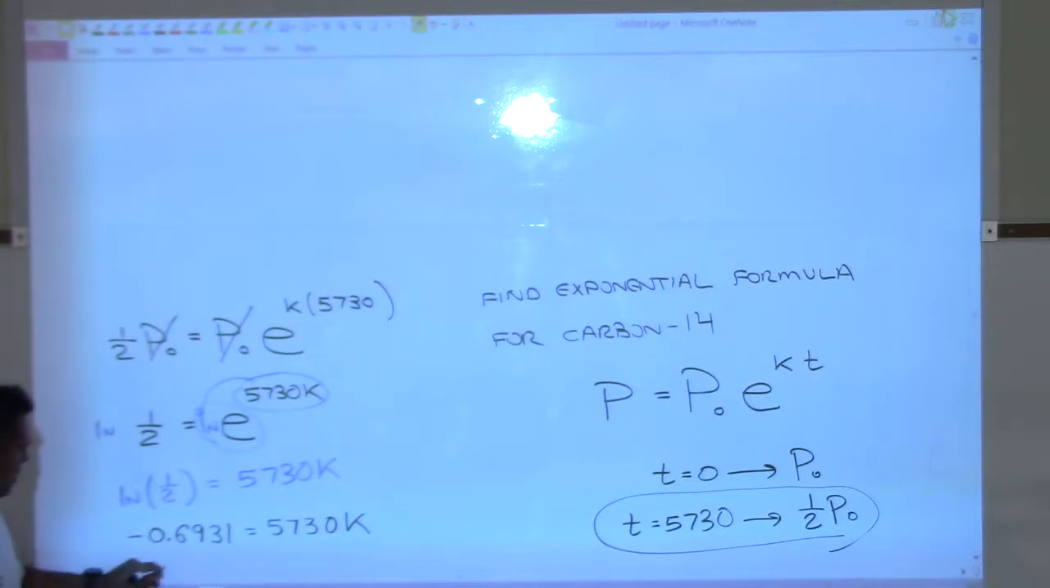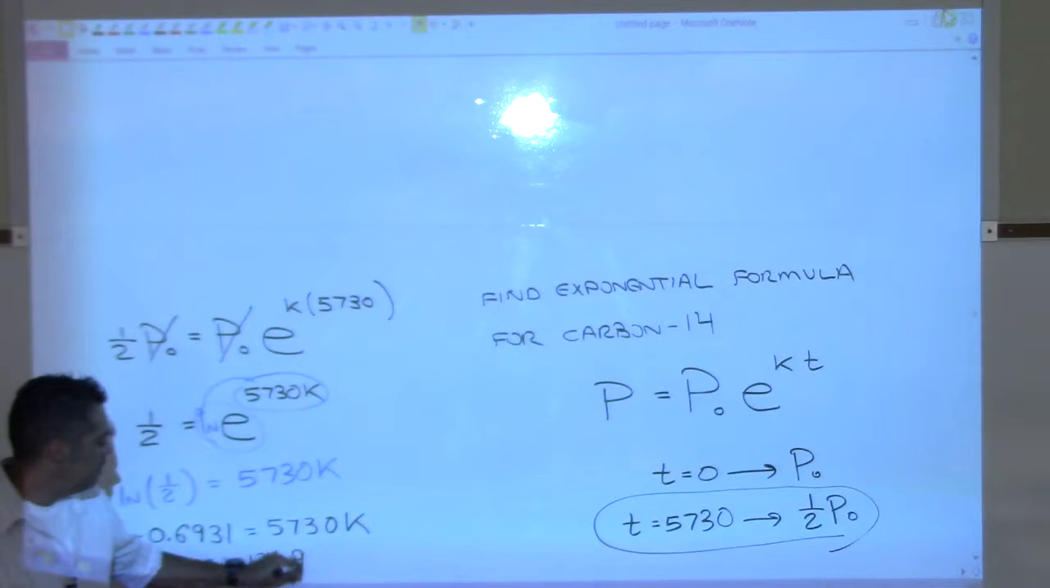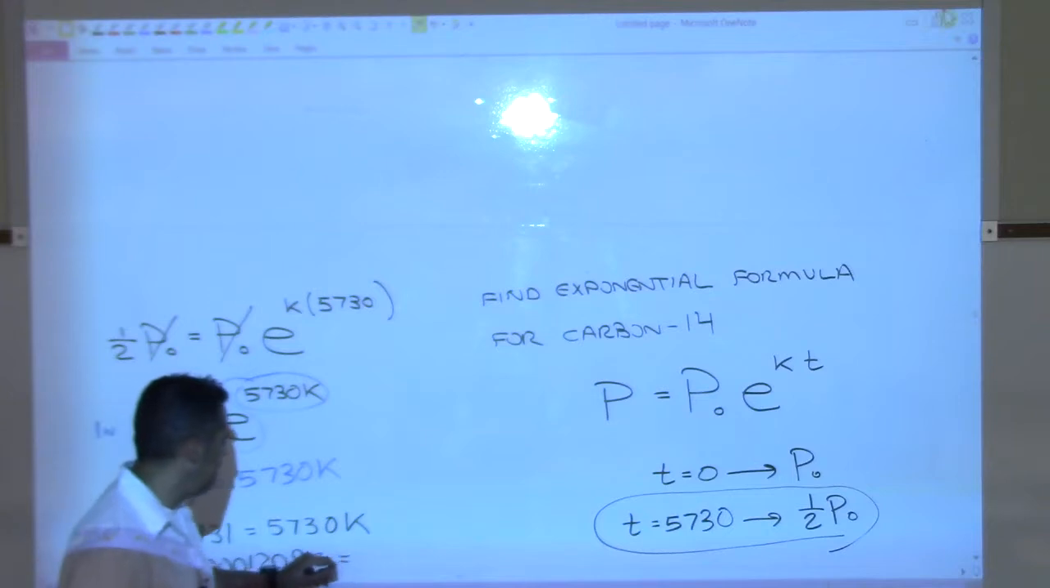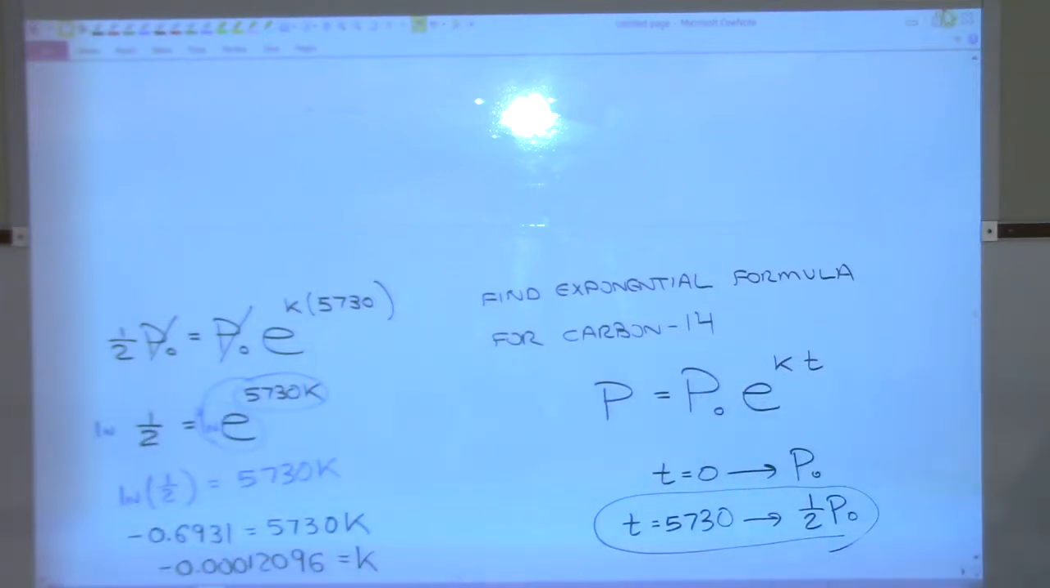Now notice on this one, you're going to have to go a lot more decimal places. I don't want you to just use 1. I want you to at least get a few digits. This is what I got. Anyone else get something close to that? I got 0.0012096. Okay, so just use all the digits because for this carbon-14, you're going to have to go pretty far. Okay. So now we have K, right?